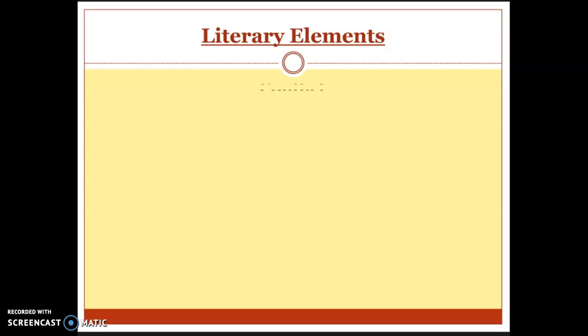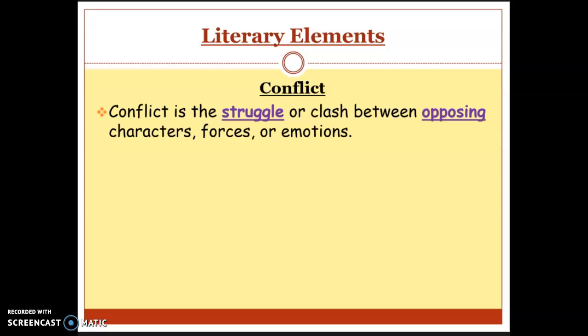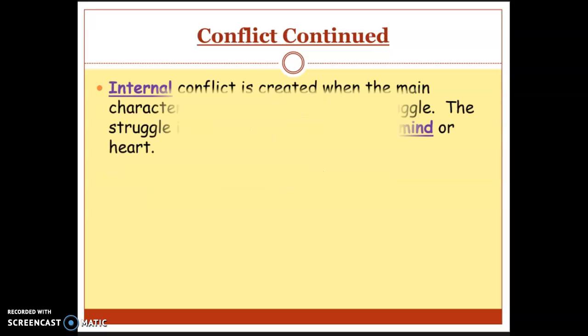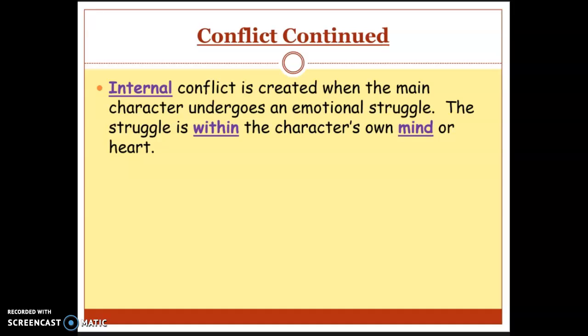The next part of our literary elements is conflict. We know that the conflict is the problem, the struggle, or clash between opposing forces, characters, emotions. There are 2 basic types of conflict. The first is internal conflict. Internal conflict is created when the main character undergoes an emotional struggle. The struggle is within the character's own mind or heart, meaning our main character has a decision to make.